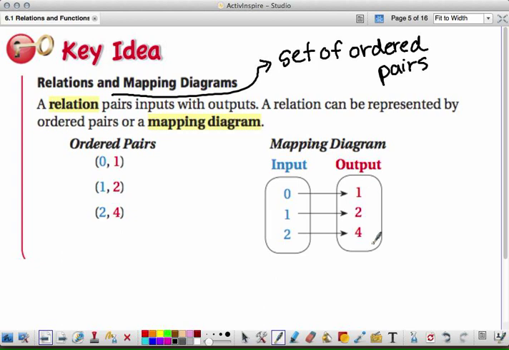And one really important part of the mapping diagram is if you notice that they have a ray that is connecting each input to its output. And I say a ray because it does have the arrow on one end, because we are saying this input goes to this output. This input produces this output. This input produces this output. And so that ray in there is very important.